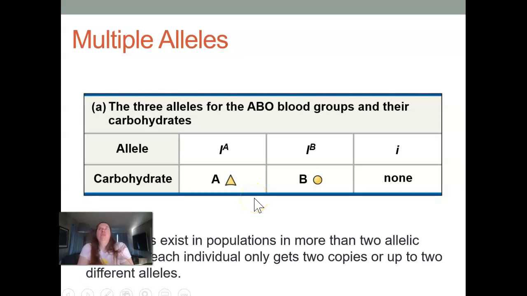Now, remember that offspring can only have 2 alleles for a given trait, right? We only get 1 allele from our mother, 1 allele from our father, but the possibilities for what gene goes in that allele can be more than 2. A perfect example of this is our blood type.